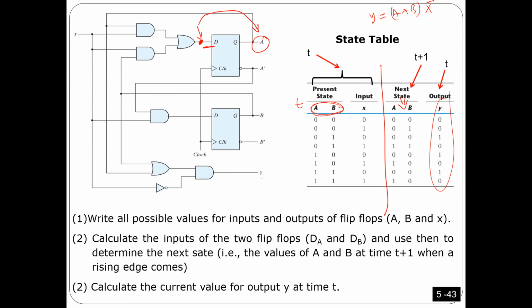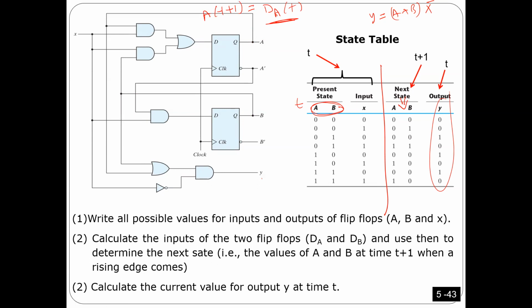So actually A here, this is just a special case in this one. A at time t plus 1 equals D of A at time t, because this is a D flip-flop.